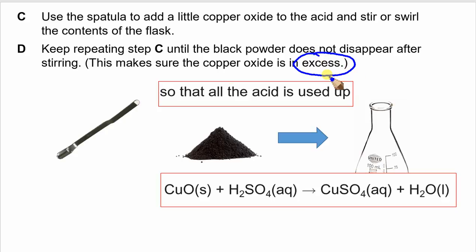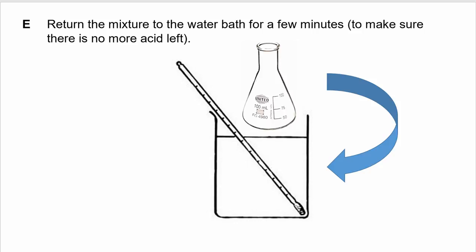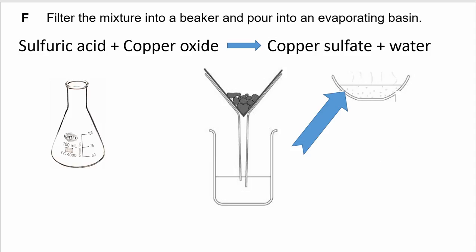Why do we do it? So that we know that all the acid has been used up. So we now return our reactants into the water bath, bit of heat energy, so the reaction is working well. And what we should see is if we've added enough copper oxide, it's still sitting at the bottom of the conical flask. So the next stage of the process is filtration.